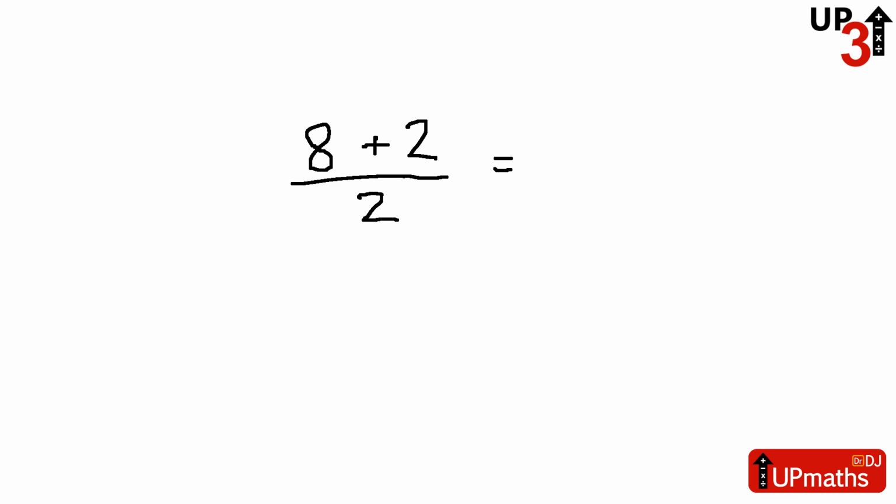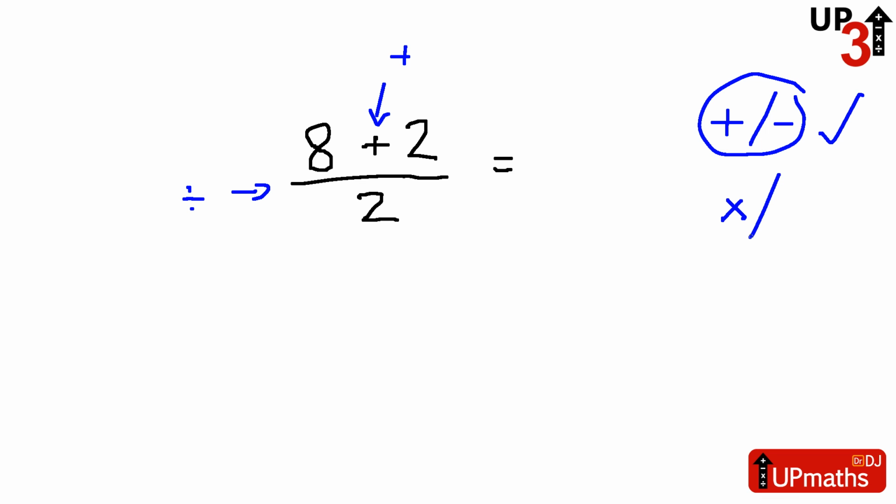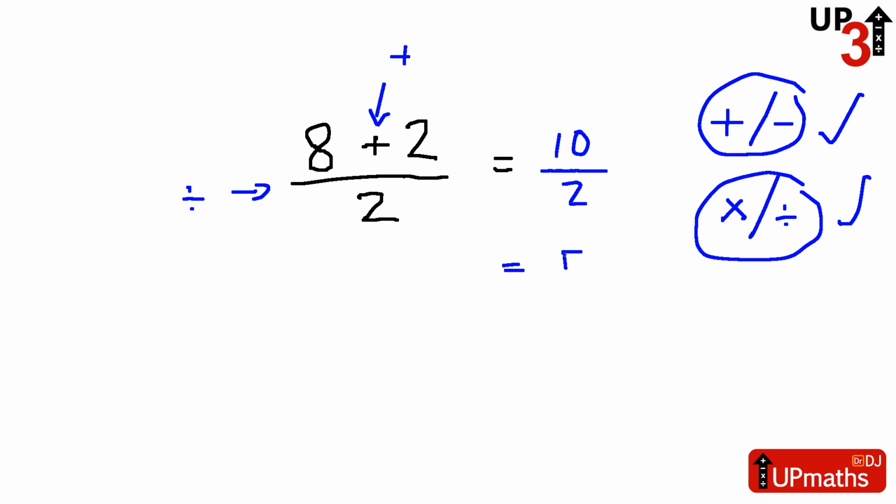Okay, let's look at the next one. Can we cancel the 2's? Answer: no, we can't, because that's a plus and that's a divide. We know that plus and minus are opposites, so you can cancel them. And times and divide are opposites, so you can cancel them. But you can't cancel a divide and a plus, it doesn't work. In case you're wondering what the actual answer is, you just have to work it out, and that would be 5.